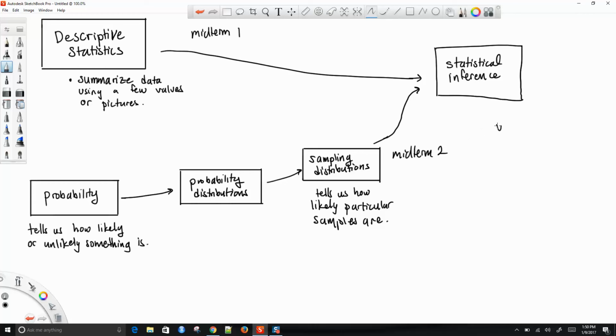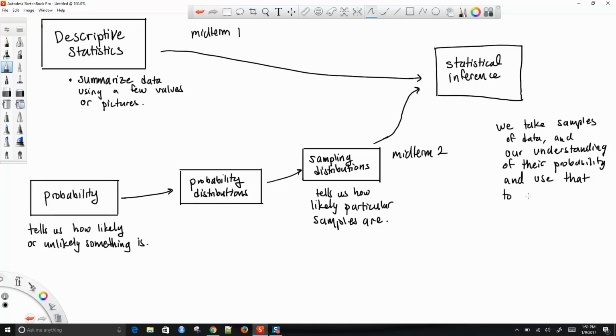We take samples of data and our understanding of their likelihood or probability, and use that to make conclusions. So that will be the last leg of the course, and that will take us through the final exam.